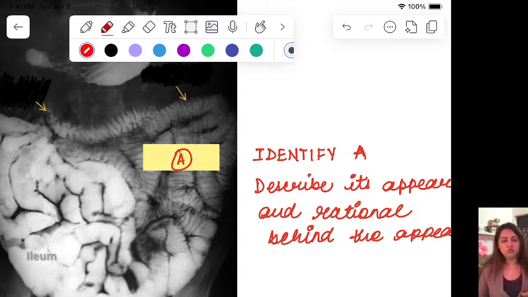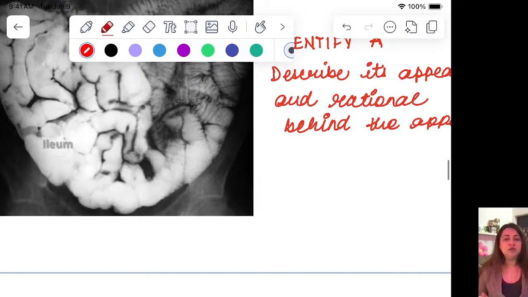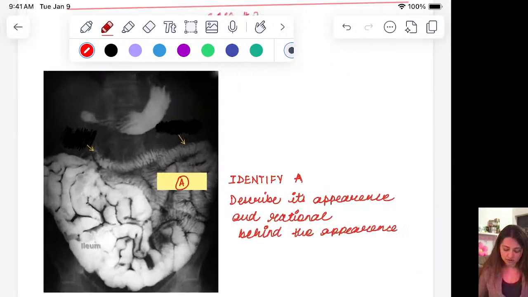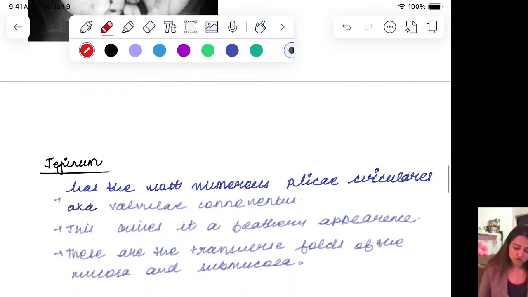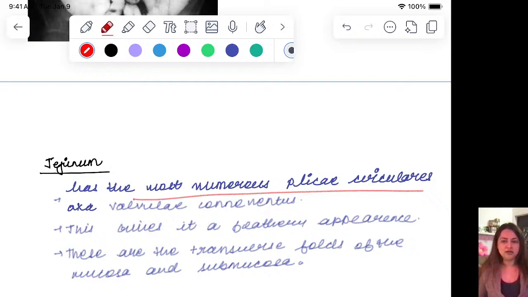You need to identify at least the normal structures. And supposing you are being asked labeling questions, you need to know the properties of these structures. So this is jejunum, and the feathery appearance is due to the valvulae conniventes. Jejunum has the most numerous plicae circulares. Plicae circulares and valvulae conniventes are one and the same thing, so you can mark either of these options.